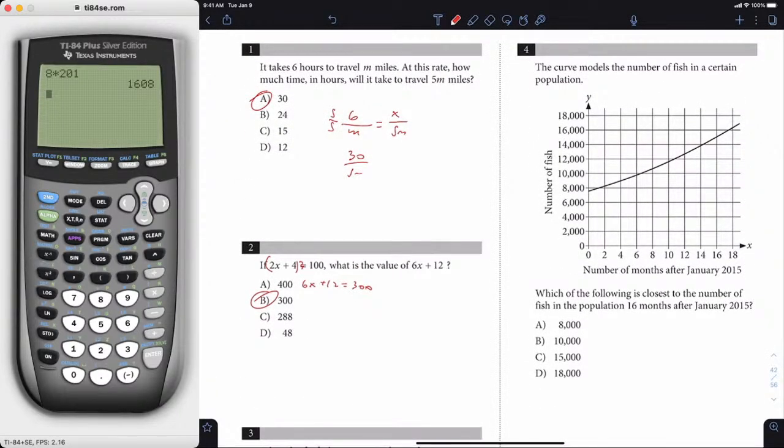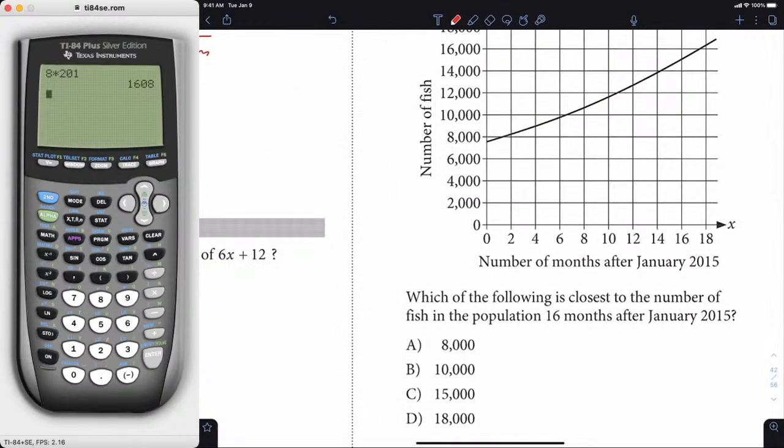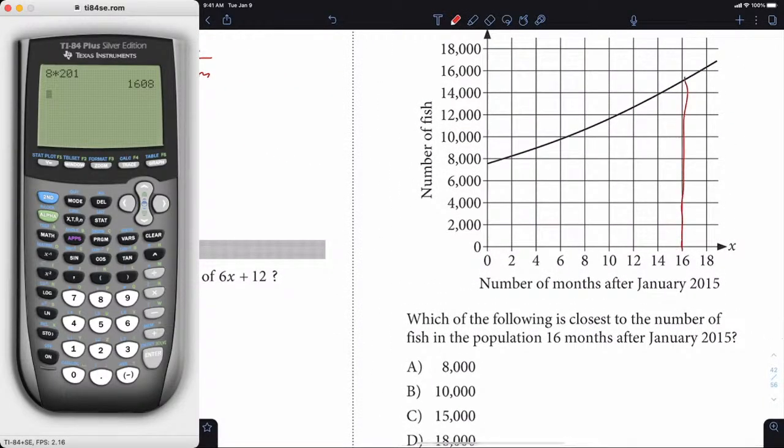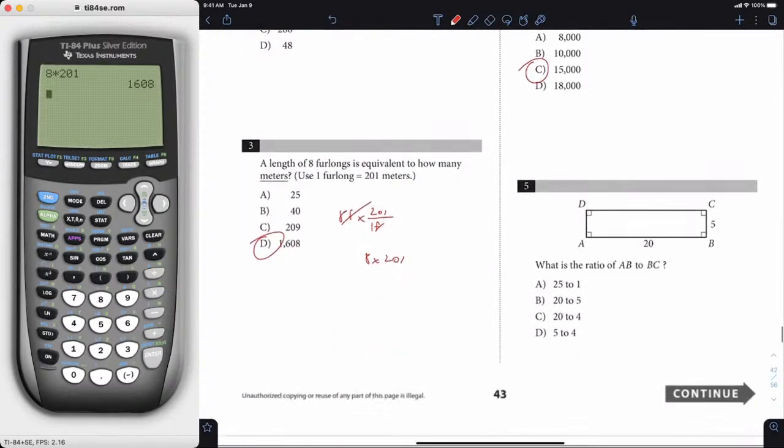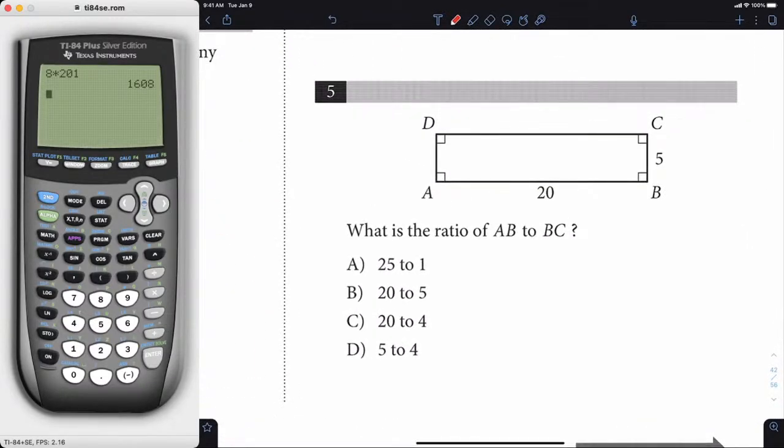Alright, the curve models the number of fish in a certain population. Which of the following is closest to the number of fish in the population 16 months after January 2015? 16 months after January 2015, we go here. It looks like it's going to be between 14,000 and 16,000, so 15,000. I like that.